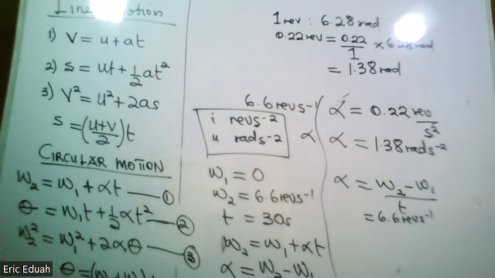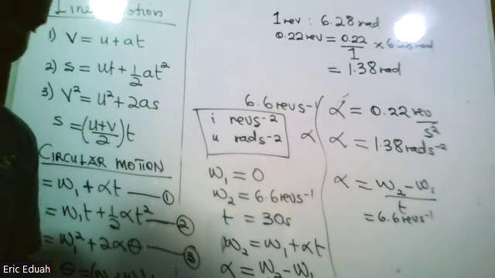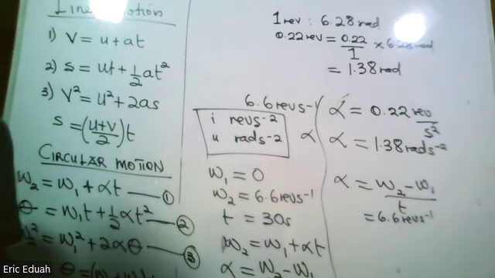Question 9.25. A wheel revolving at 6.00 rev per second has an angular acceleration of 4.00 radian per second squared. Find the number of times the wheel must make to reach 26.0 rev per second and the time required.